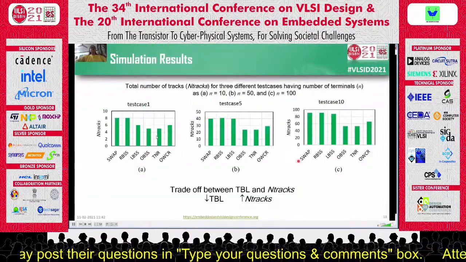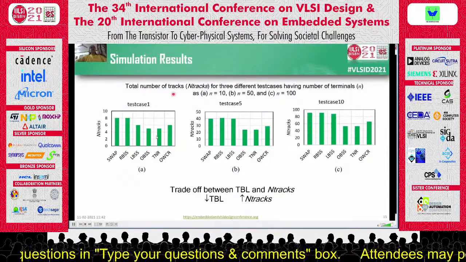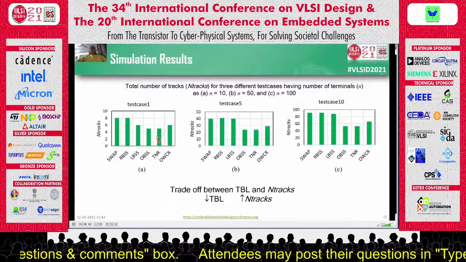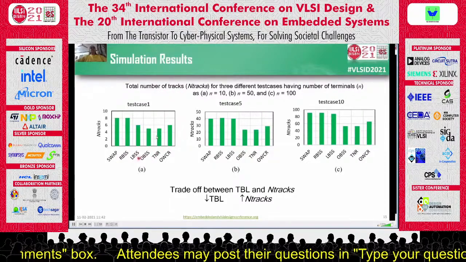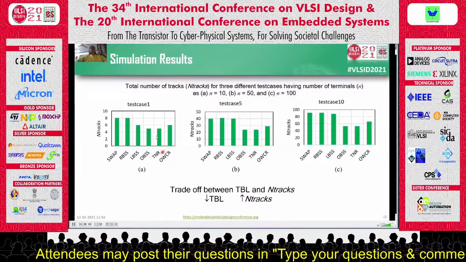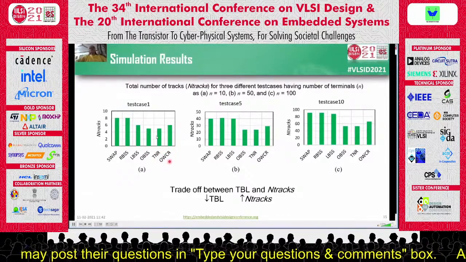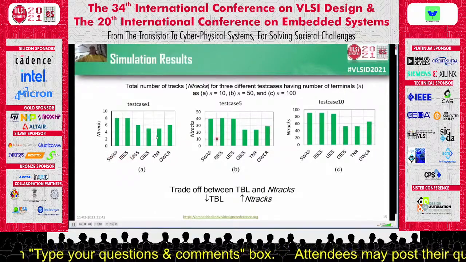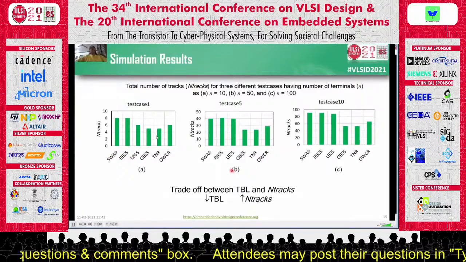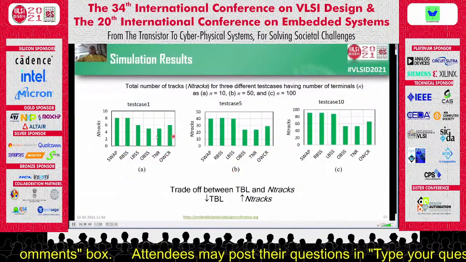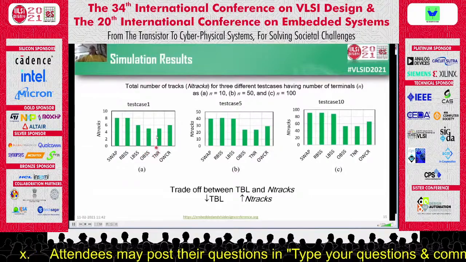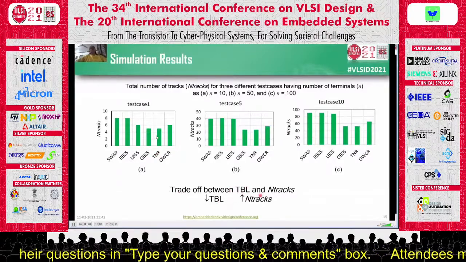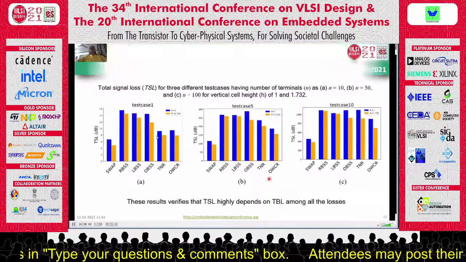So here are the simulation results for the number of tracks, and we have compared our test cases with respect to the number of tracks for each and every case. And here we see that OWCR has fewer tracks as compared to swap, RBSS and LBSS in each and every case. However, OWCR has a higher number of tracks compared to OBSS and TNR. And this shows that there is a trade-off between TBL and number of tracks.